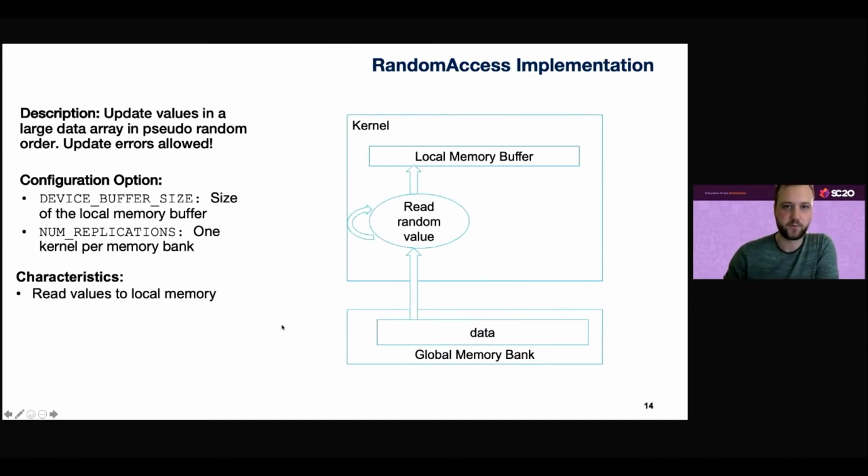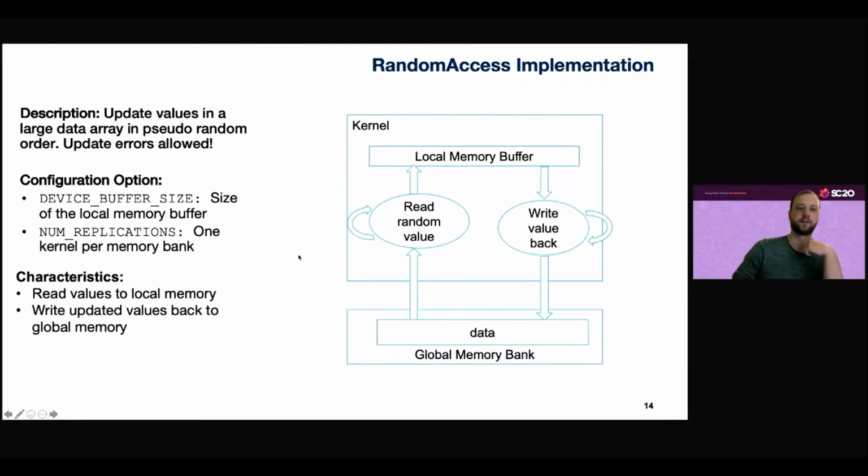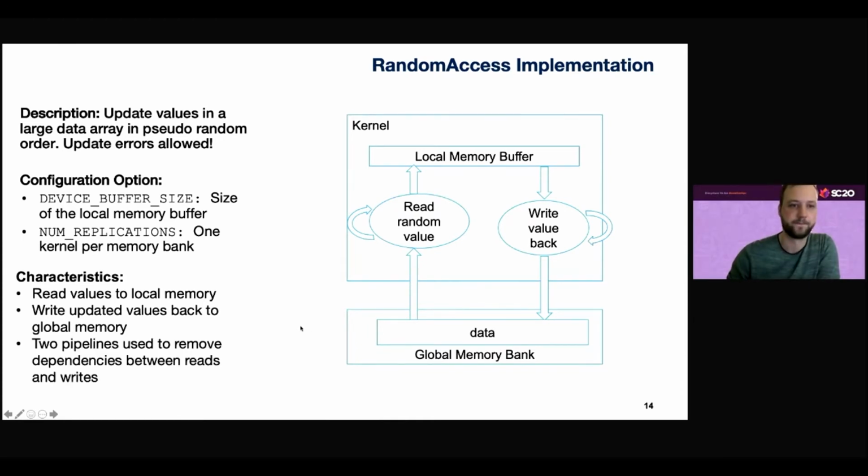Now we split this benchmark into two different pipelines. The first pipeline will read values in pseudo-random order from the data array located in global memory and store them in the local memory buffer. Then we have a second pipeline that first updates the values in the local memory buffer and then writes them back to their previous location in the global memory buffer. This is done to remove the data dependency that we would have if we executed this operation in the same pipeline.